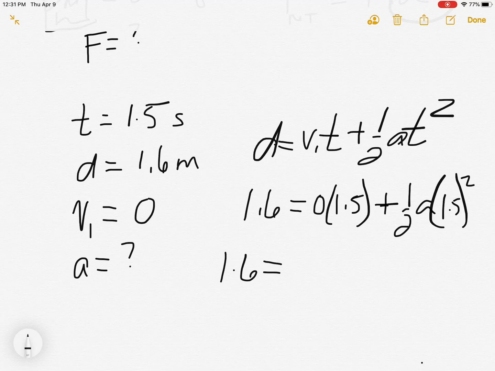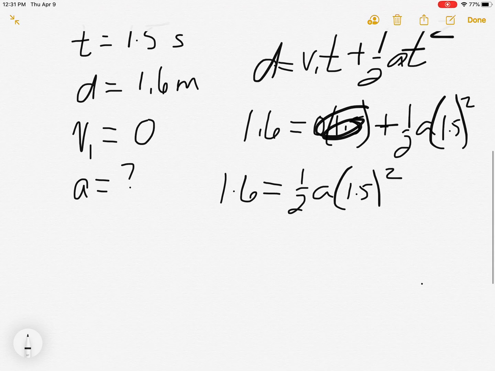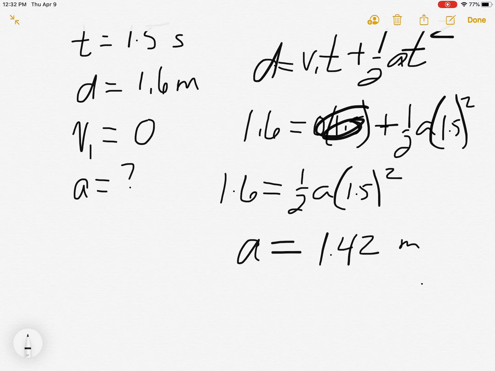So you want to do 1.6, and then it's 1/2 of A times 1.5 squared. The 0 part we get rid of. So you take your 1.6, and all you have to do is work out the math. Multiply by 2 on both sides, and then divide by 1.5 squared, and you end up with an A of 1.42-ish meters per second squared.